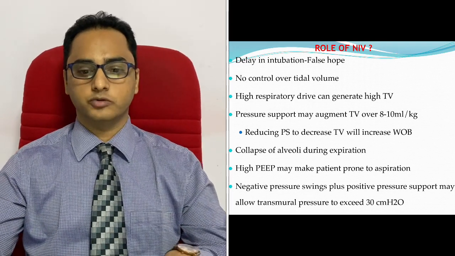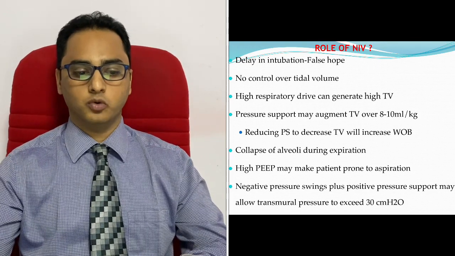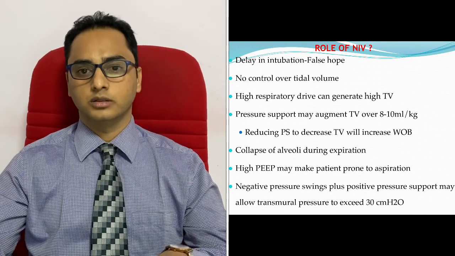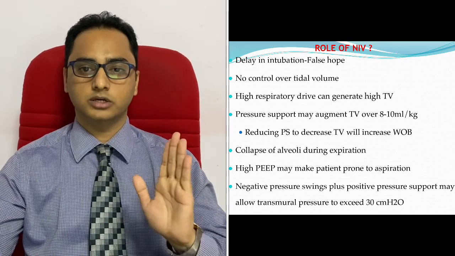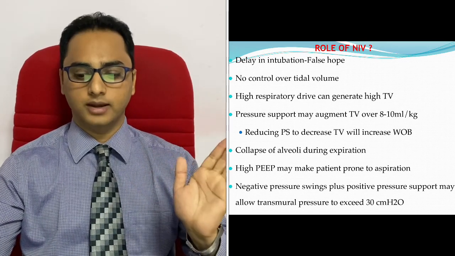So negative pressure swings plus positive pressure support may allow the transmural pressure, that is the plateau pressure, to go beyond 30 centimeters of water. This is our understanding of why NIV is bad in ARDS.